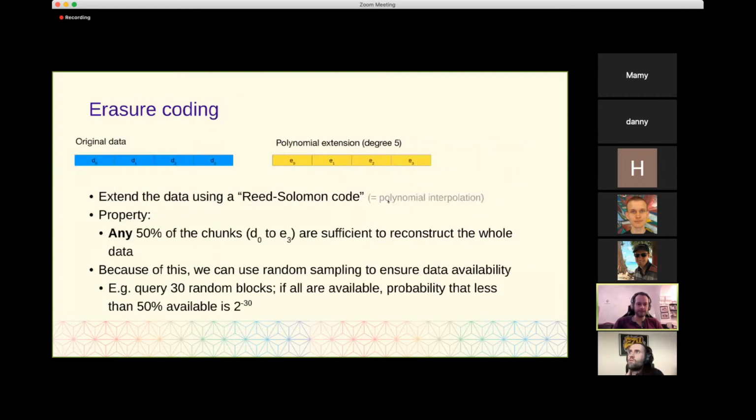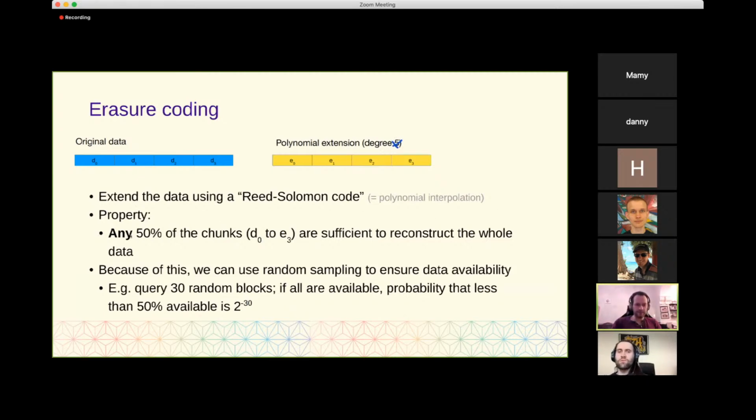Okay, so how does erasure coding work? We extend the data using a Reed-Solomon code, which is a fancy name for polynomial interpolation. What we do is we take the original data, like the four chunks I've drawn here, and then you find the polynomial that goes through all those chunks of minimal degree. So in this case, since it's 4 chunks, that would be a polynomial of degree 3. Ignore the 5 here, that's somehow from an old slide. So the polynomial would be of degree 3.